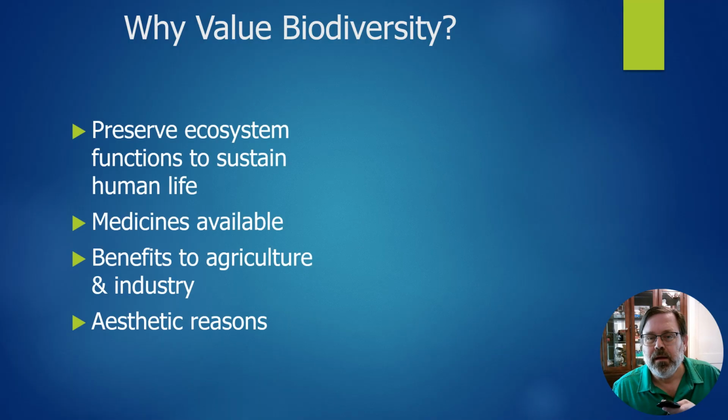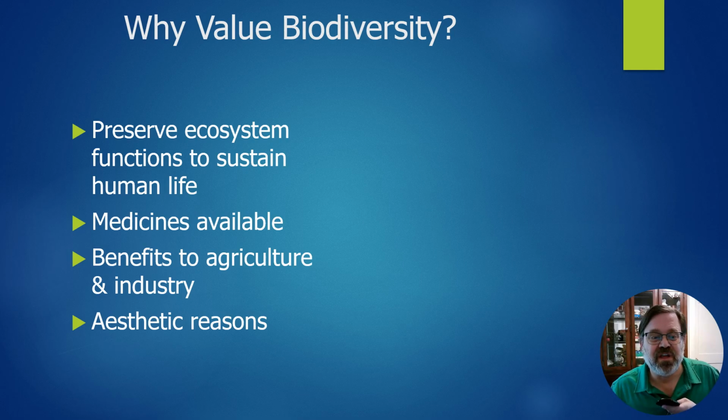First of all, we might care about human life and might want to preserve ecosystem functions to sustain human life. The tropical rainforest produces a lot of oxygen that we might like to breathe, so we might want it for that reason. There are medicines available. Roughly 40% of the medicines on the market ultimately are derived from some sort of plant origin. So if there's unknown biodiversity, there might be medicines and products and chemicals that we don't know about, and this might help us to then save human life. There might be benefits to agriculture, benefits to industry, or we might just appreciate the beauty of nature and like to go vacation there.